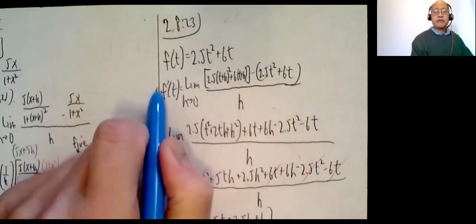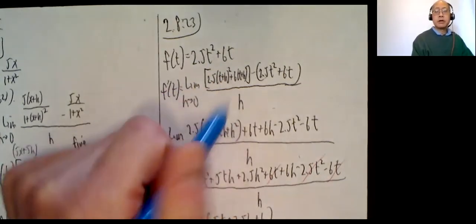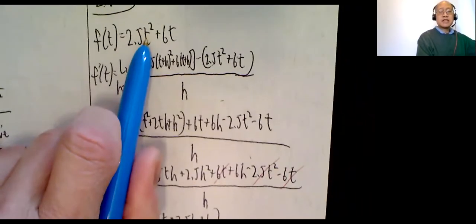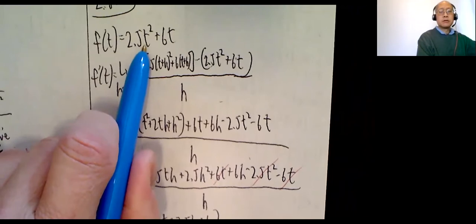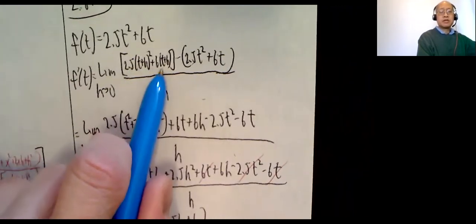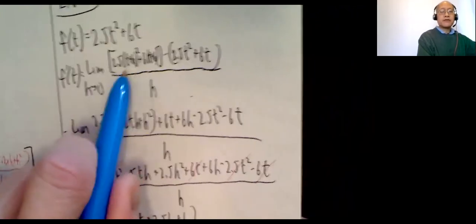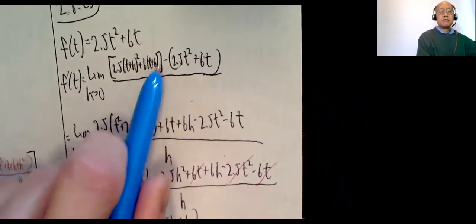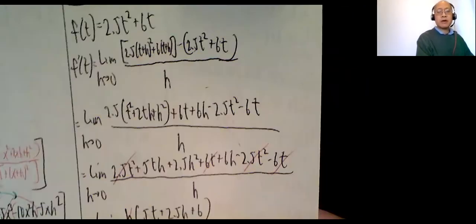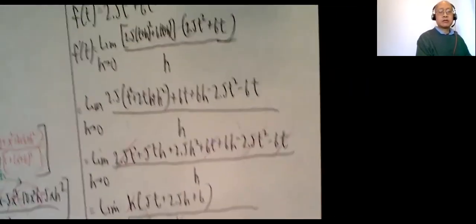All right, so f prime is the limit as h approaches 0 of f of t plus h. So pretend that's t plus h squared, there it is, and change t to t plus h. So this is f of t plus h minus the original function, 2.5 t squared plus 6t, all divided by h. And now it's just some heavy duty algebra.